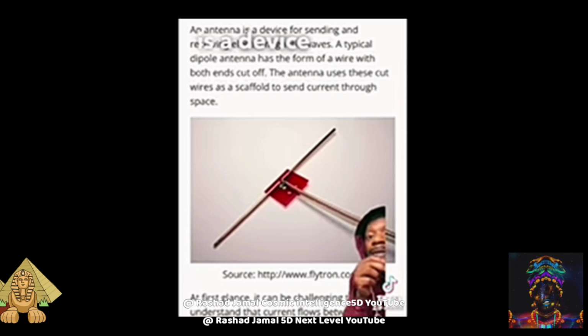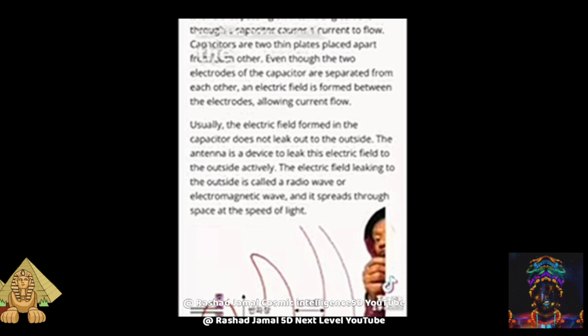An antenna is a device for sending and receiving electromagnetic waves. A typical antenna has the form of a wire with both ends cut off. Usually the electric field formed in the capacitor does not leak out to the outside. The antenna is a device to leak the electric field to the outside actively.